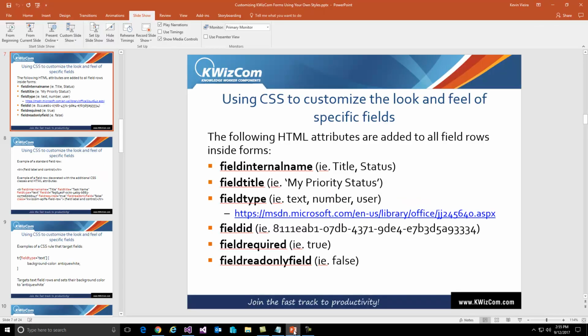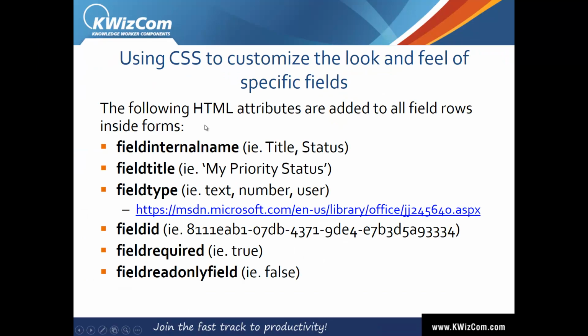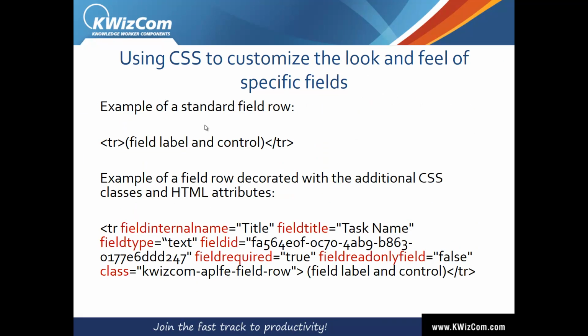So let's continue. I showed you what the HTML attributes look like. Let me show you that again. A standard field row is just a standard HTML row. It's a row that contains a field label and a field control inside a form. But once the form is decorated with our additional CSS classes and HTML attributes, it becomes much more verbose. You get much more detail. All the attributes are added to the field row, so you know that the row is for a particular field name with a particular title.